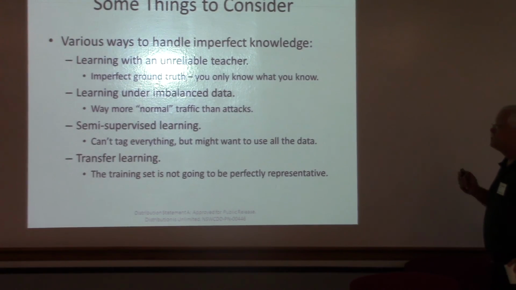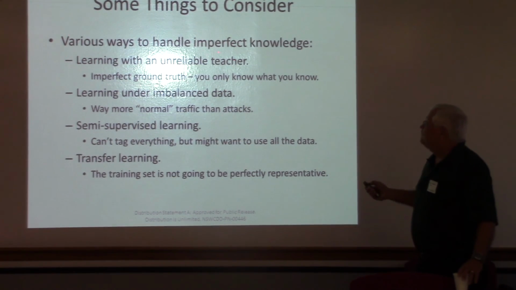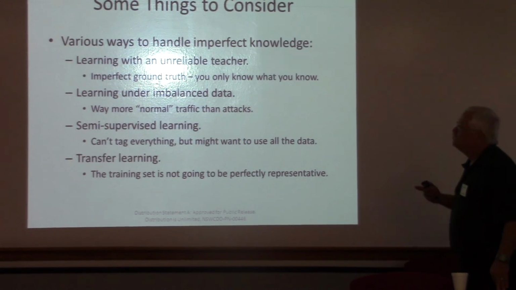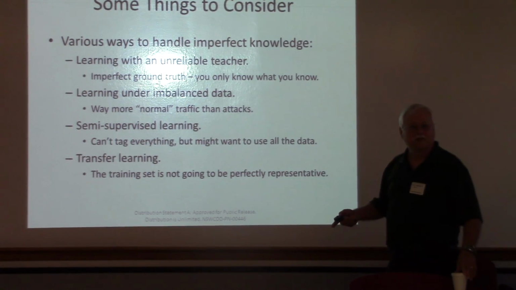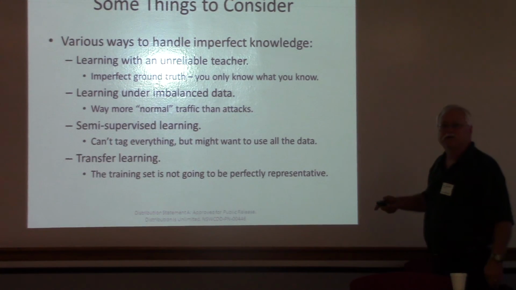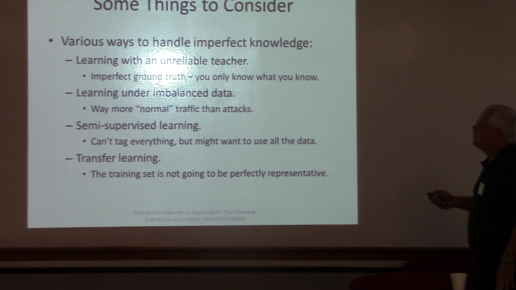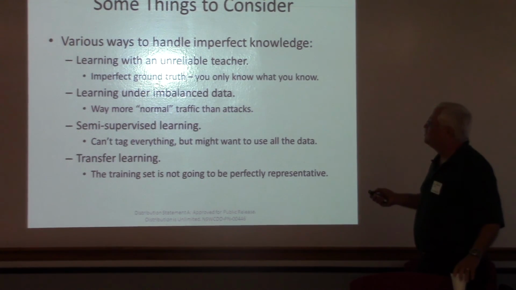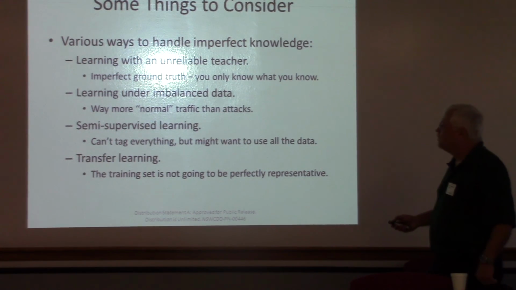So, some things to consider, some more things for you to Google if you're interested. We have imperfect knowledge in this area, right? Because you can only tag the things that you know, and you can only tag as many packets as you have undergraduate students to tag them, right? It's very tedious looking through millions and millions of records at things. Believe me, I've done it. So learning with an unreliable teacher is something to look at. There's some good papers on that. There you have imperfect ground truth. You know people have tagged things with the different classes, but you know they have error.